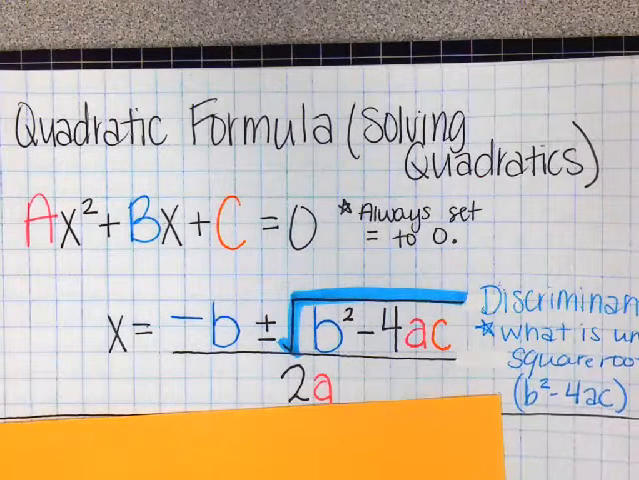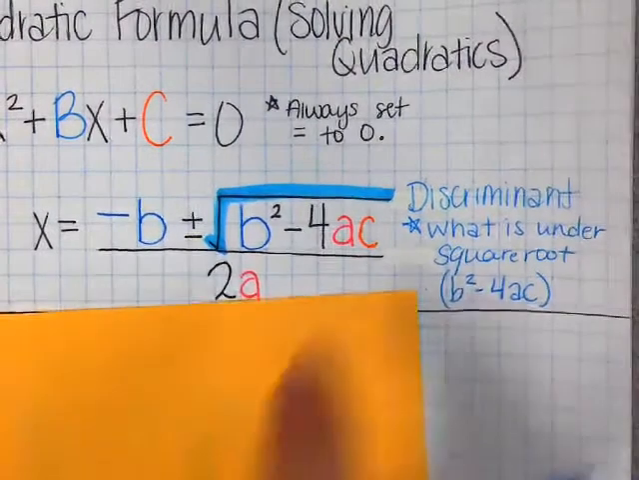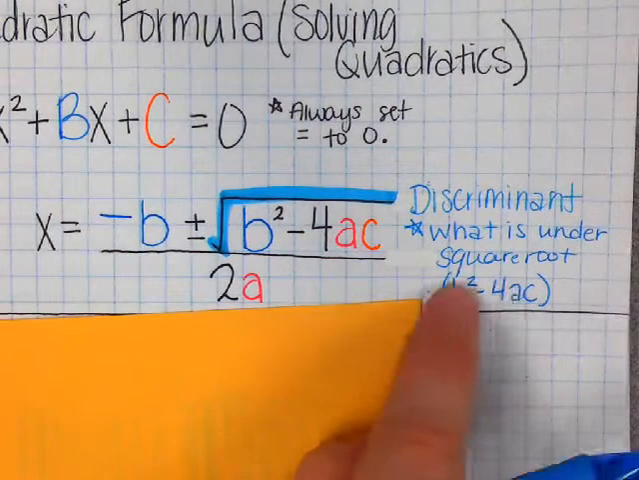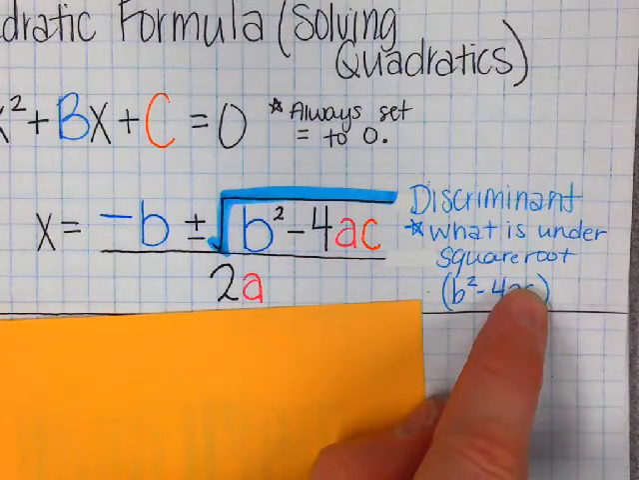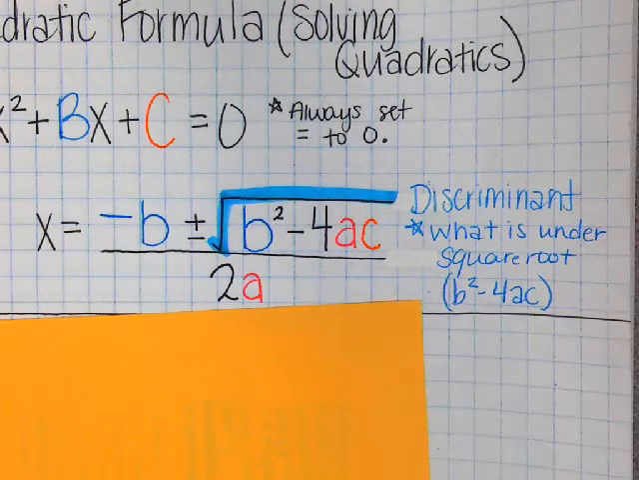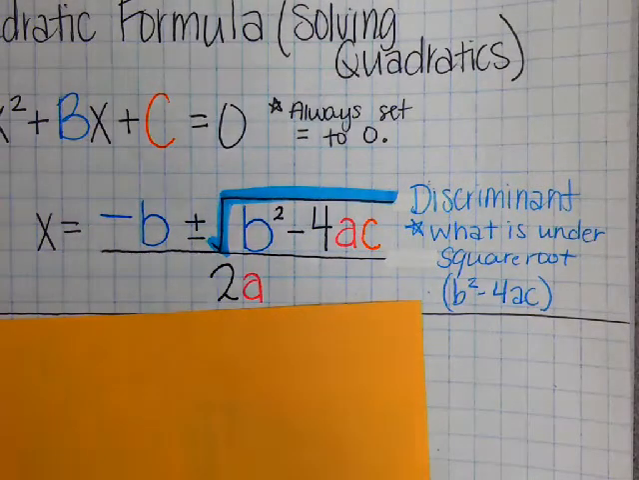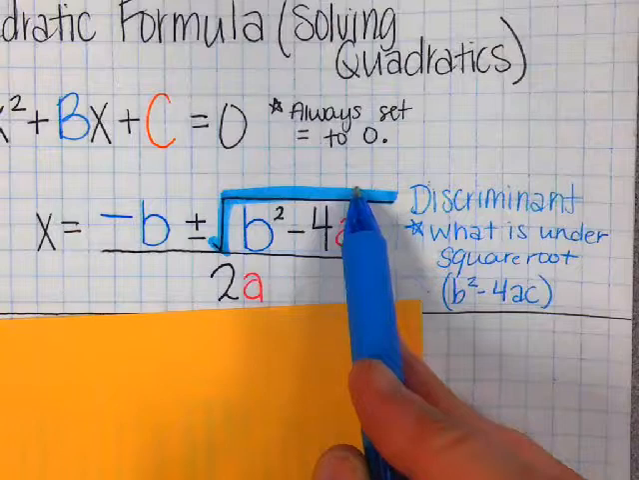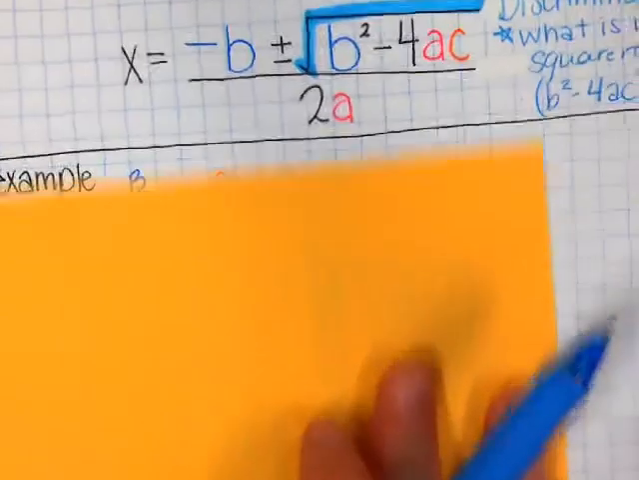Now, we'll talk more about that later. Depending on what type of number the discriminant is tells you how many solutions you will have. So we'll talk about that more later. I just want that to be in your notes right there.